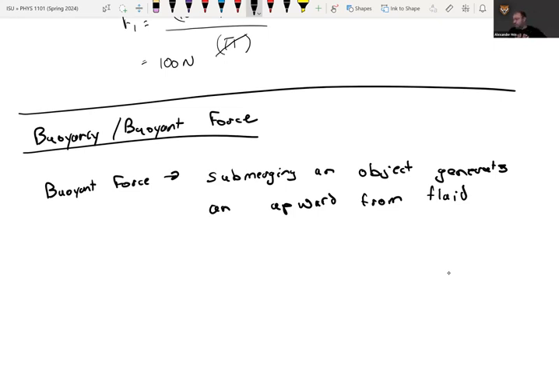And sometimes the fluid wins, in that case the object floats. Sometimes the object wins, in that case the object sinks. Sometimes they're about equal, in which case the object hovers, okay? And so we'll talk about each one of those. So I'll just get to that. First of all, types of buoyancy.